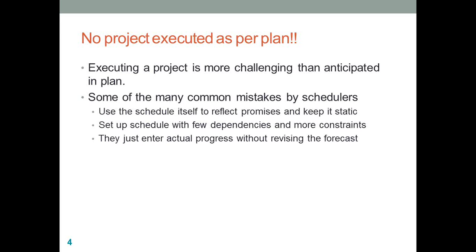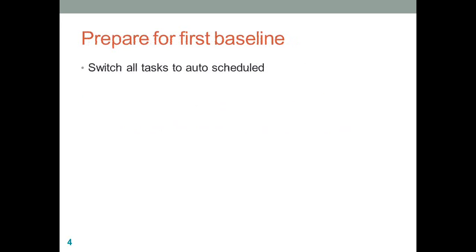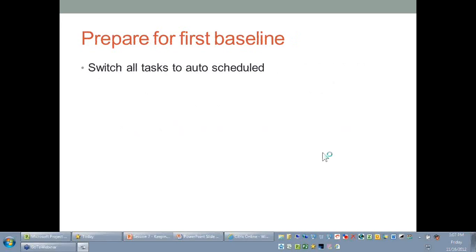But let's now talk about how these mistakes are connected with the topic we are discussing. If you closely observe the first mistake, maybe they keep the plan static, which means that they don't have a baseline, which means they don't keep the plan up to date, which means that they will not be able to know where they stand with respect to project execution. So let's talk about how to set the first baseline with respect to your project.